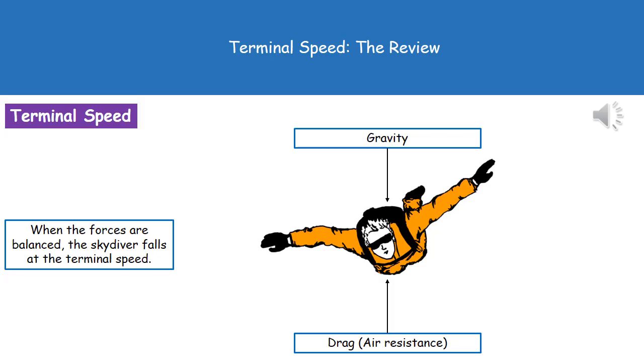Now at the point that the drag force and the gravity are balanced, so when those two are the same size, then our skydiver is going to be falling at what's called the terminal speed. So that just means that the speed stays the same and it won't get any faster.